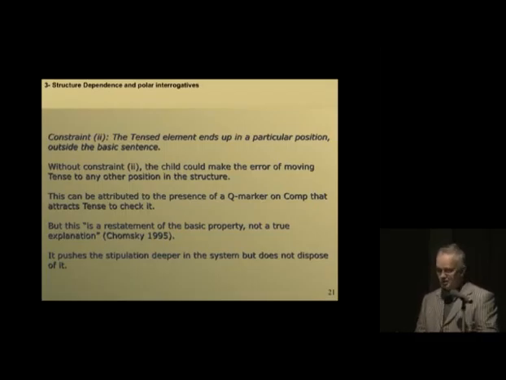Now, this could be attributed, as it has been since Baker, 1970 at least, to the presence of a Q marker on comp that attracts tense to check it. But as many have said, including Chomsky, this is just a restatement of the basic property. It's not a true explanation. It pushes the stipulation deeper into the system, but it does not dispose of it, so we're still stipulating this.